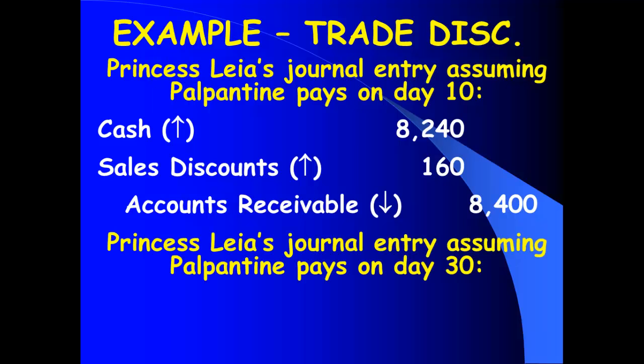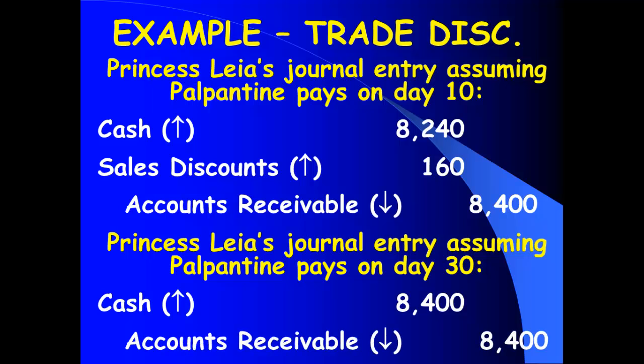What if instead Palpatine paid on day 30? How much would he pay me then? The full amount, the $8,400. What do I have more of? Cash. An asset goes up with a debit for $8,400. And what do I have less of? Accounts receivable. An asset goes down with a credit. So if the customer doesn't take the discount, it doesn't show up anywhere. That really is not a new entry to us. That's a Chapter 2 entry right there.